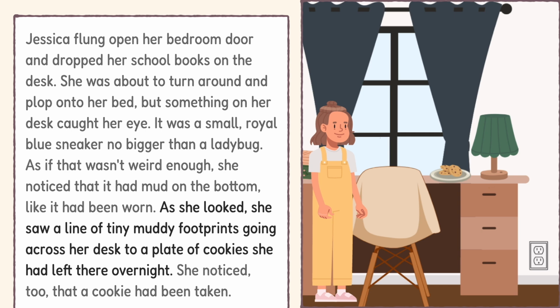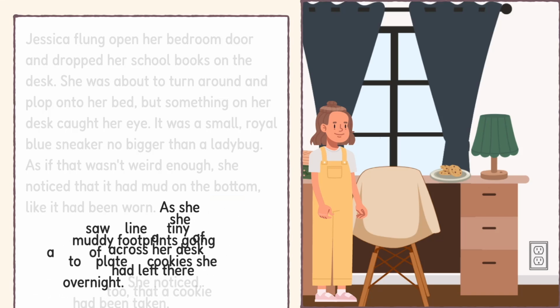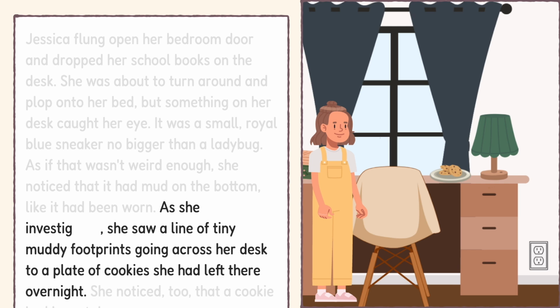Okay, another way to add imagery is to use strong descriptive verbs. Let's try it out with this sentence. How about we replace the word looked with a stronger verb? It seems like Jessica is looking carefully, like she's searching for something. So, how about we replace looked with the verb investigated? That's a strong descriptive verb. It creates the image that Jessica is carefully searching for clues, almost like a detective.